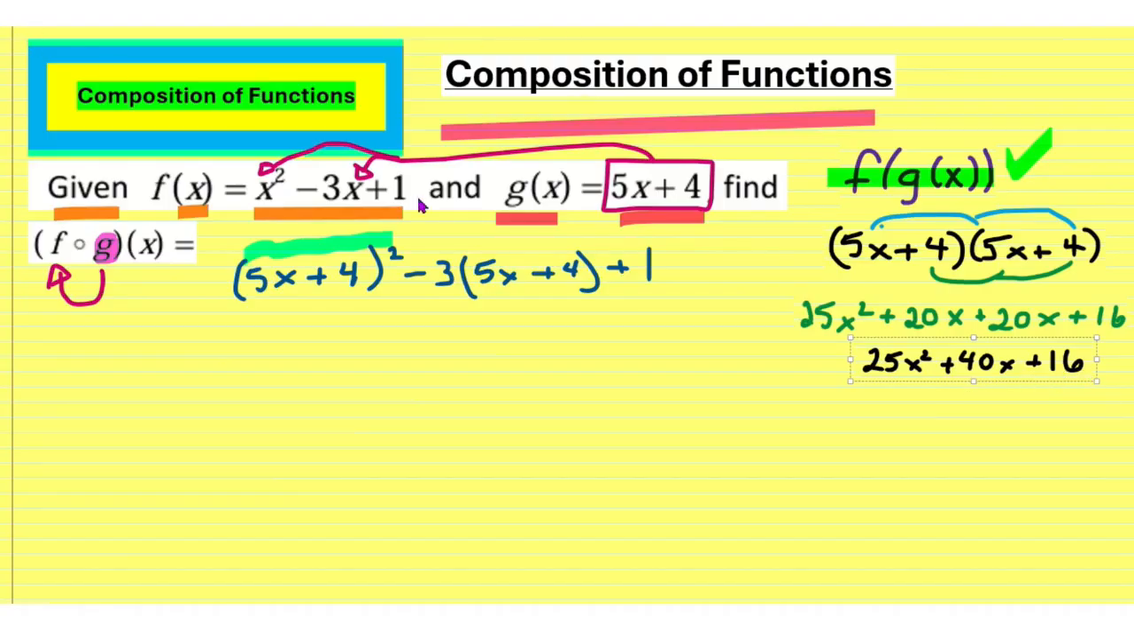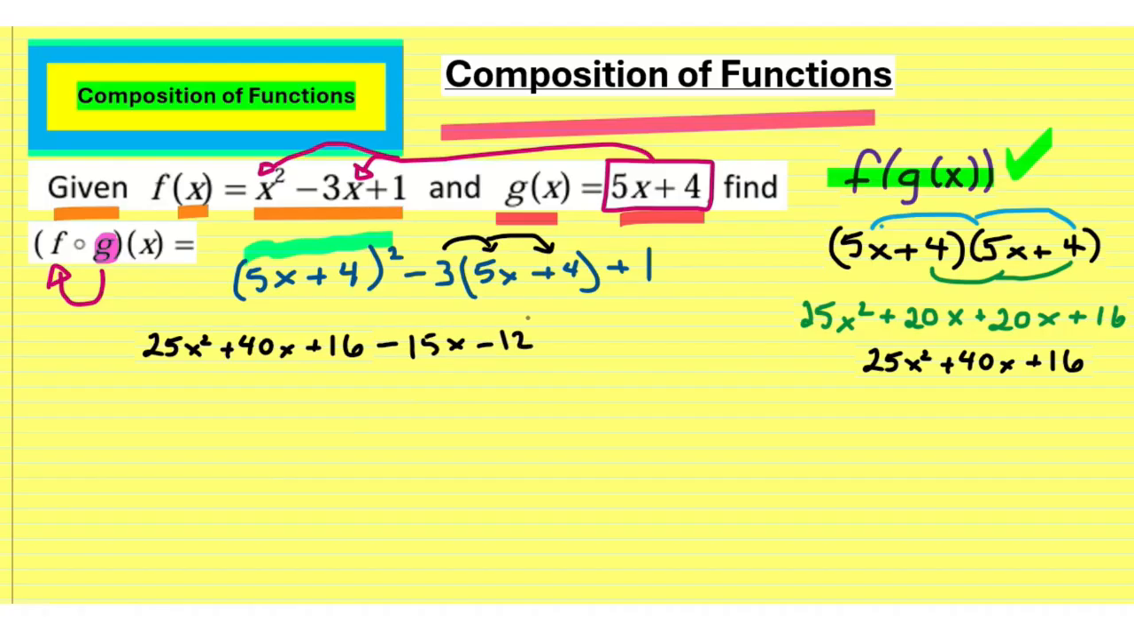So that is what I'm going to go ahead and move over here. Okay, so that's equal to that. And then I'm going to go ahead and distribute this negative 3 into this parentheses in order to eliminate the parentheses. So it's going to be negative 3 times 5x is negative 15x. And then I'm going to have negative 3 times the 4, which is going to be negative 12. And then I've still got this plus 1 on the end.